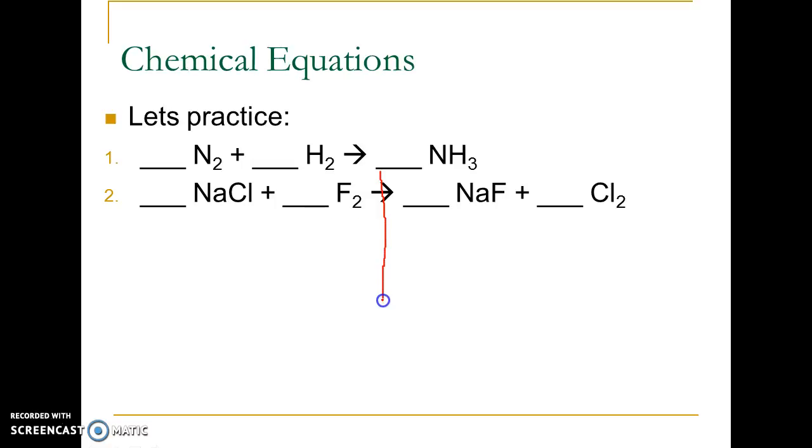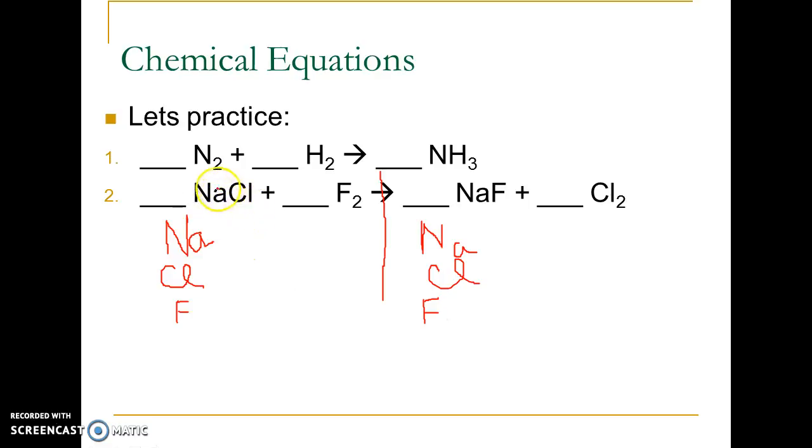We're going to separate our reactants from our products, and then we're going to start listing our elements. I see sodium and chlorine and fluorine on my reactant side. I'm going to make my list the exact same way on my product side. So I have sodium, chlorine, and fluorine. Now I'm going to count them.